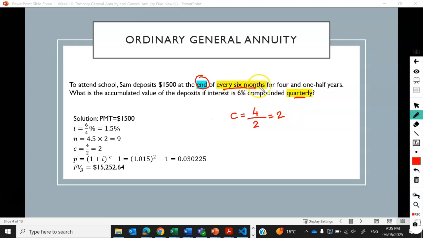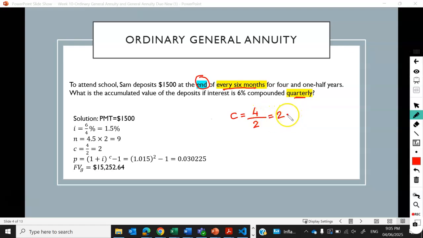In the case of an ordinary simple annuity, C will always be equal to 1 because these two will be the same. So if C is equal to 1, it is not a general annuity. If C is other than 1, then it is a general annuity. You can identify it in that way also.